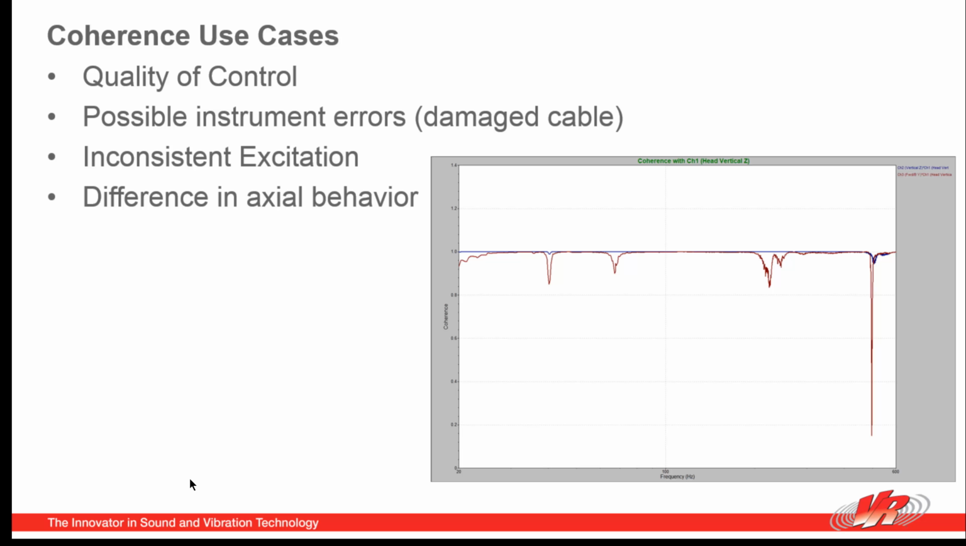So anytime we are interested in the quality of control or any possible instrument errors, that one's a big one, because I did a test once and had a loose cable. In fact, I think the cable was damaged, and the results just weren't what we were expecting. When we looked at the coherence plot, that was the plot that was very helpful in identifying there's a cable issue here, or some kind of instrumentation issue, because everything else seemed to check out. It was a plot that helped us identify that.